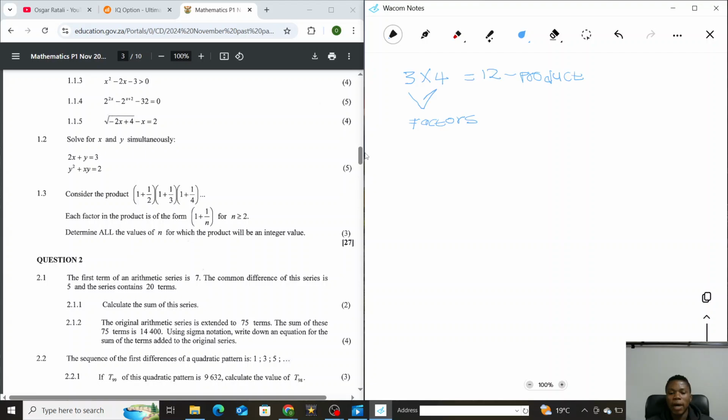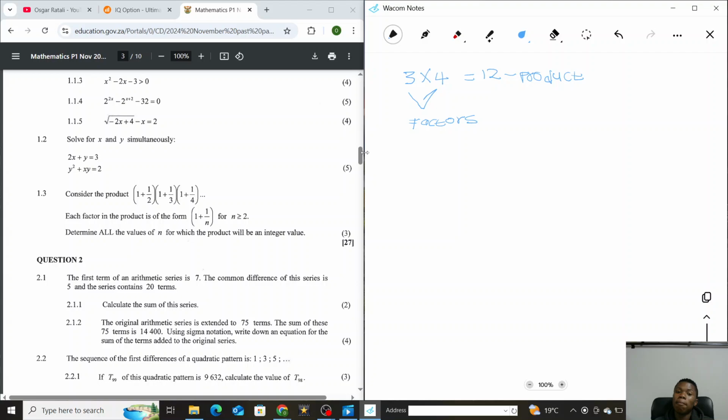Okay, fine. And we must know what is an integer. An integer is a whole number that can be positive or negative. But what is important about an integer is that it does not include a fraction or decimal parts. Okay, I think that is enough. Okay, let's move to question 1.3. This question is 1.3.